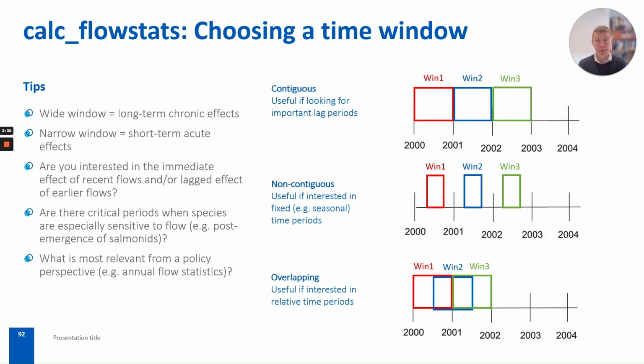Another consideration is to think about whether we're interested in just the recent flows and/or the lagged effects of earlier flows in previous or older months and years. In that situation, we might choose, for example, a set of contiguous or overlapping windows, but then take the flow statistics from windows relatively recently in the past, but also further back in the past. And that can provide a way of understanding whether the ecology is sensitive to relatively recent flow conditions or whether there's a cumulative long-term effect of flow conditions that have happened further in the past.